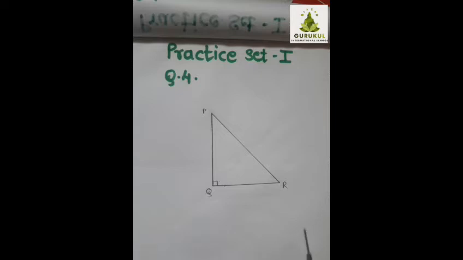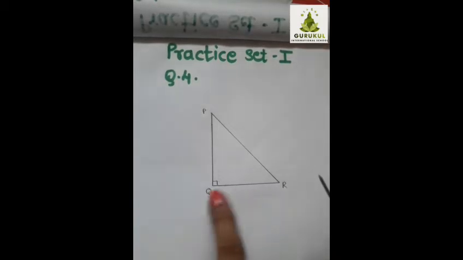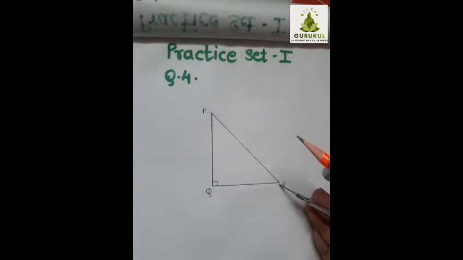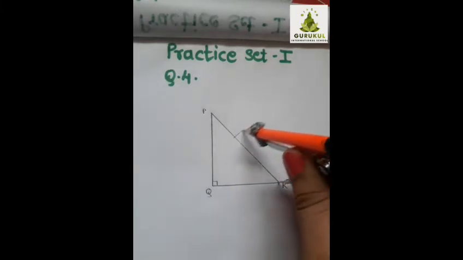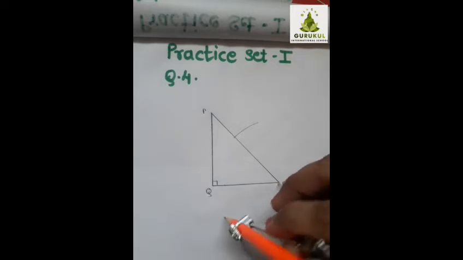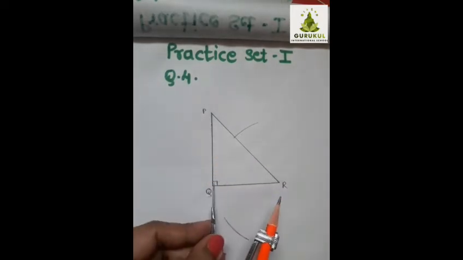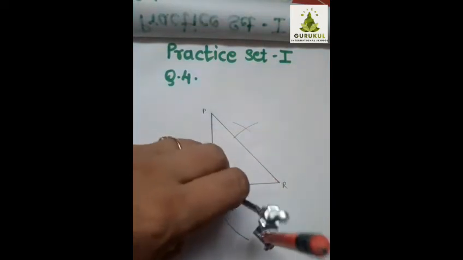Now, first I will start the method. You have to take a suitable distance in a compass and select any one segment. First I will draw the perpendicular bisector for segment QR. So, place the pointer on any one point first. Draw the arc on one side. Draw the arc on the other side. Lift it up, place it on another point and draw the other intersecting arc.